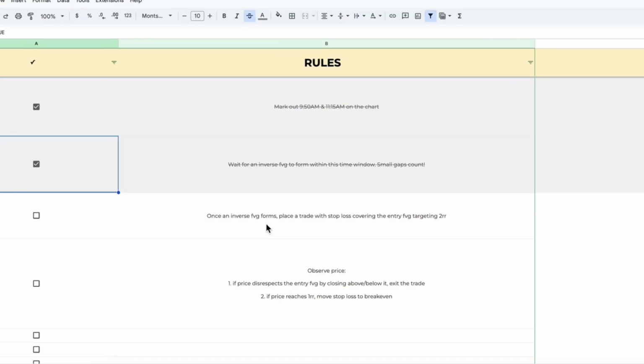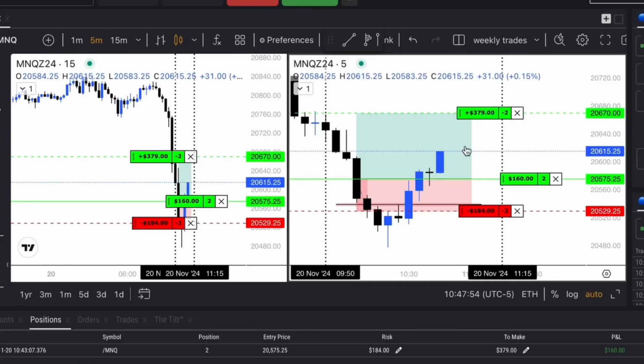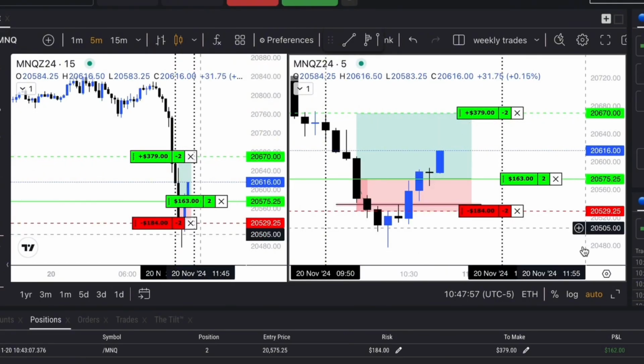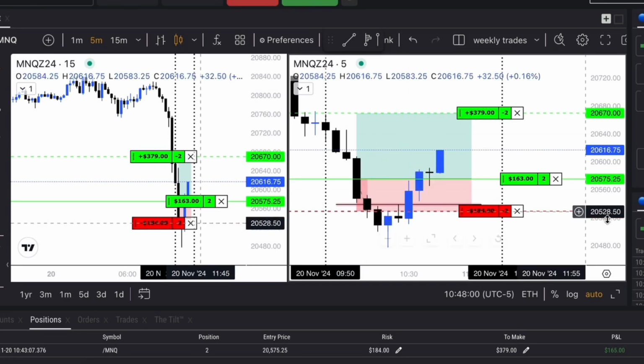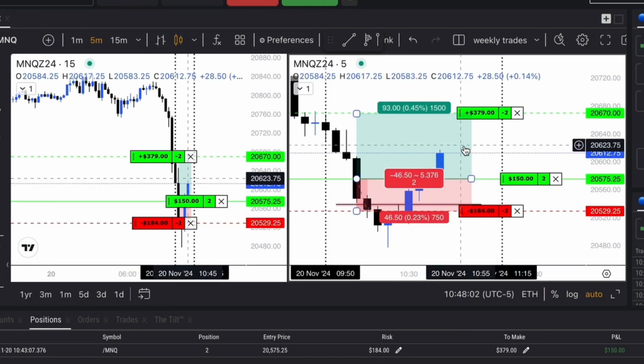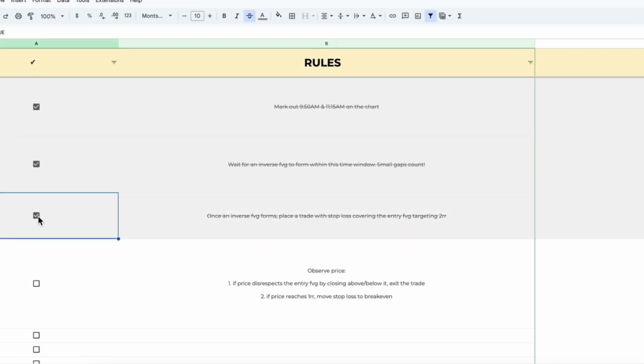And then once an inverse fair value gap forms, place a trade with the stop loss covering the entry fair value gap, targeting 2 risk to reward. We see that the trade was placed here. And so it is covering the entry fair value gap here. And I am aiming for 2 risk to reward. So we can check that off.